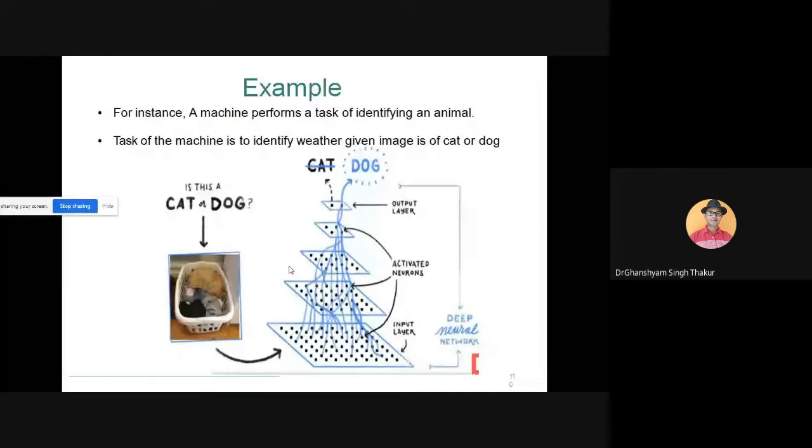And this particular neural network includes different layers: an input layer, activated neurons, and an output layer, and you will get the output that is dog. Your neural network must correctly identify the particular input. So this animal in the image is a dog. This given network, called a deep neural network, correctly identifies the image as a dog.